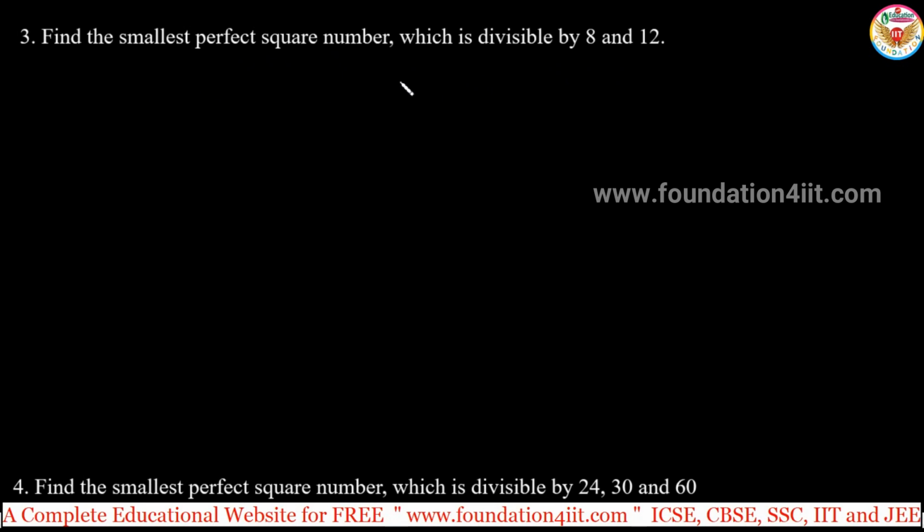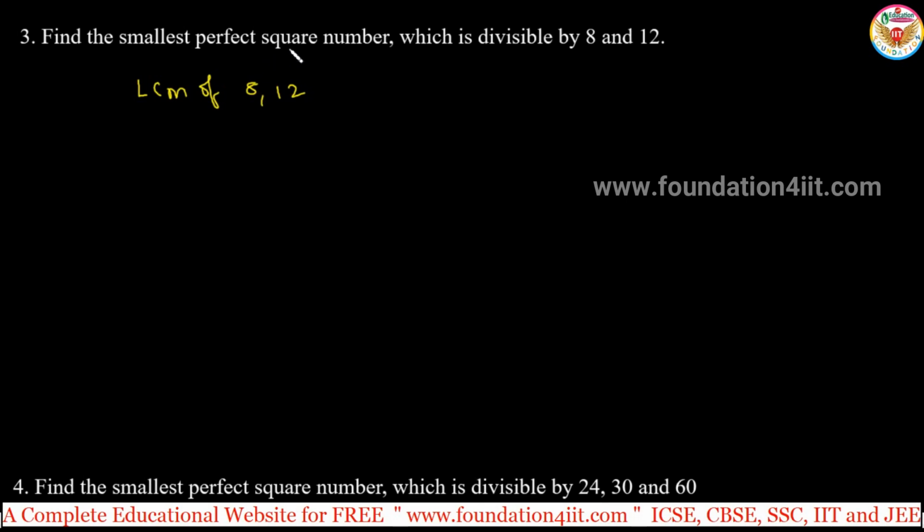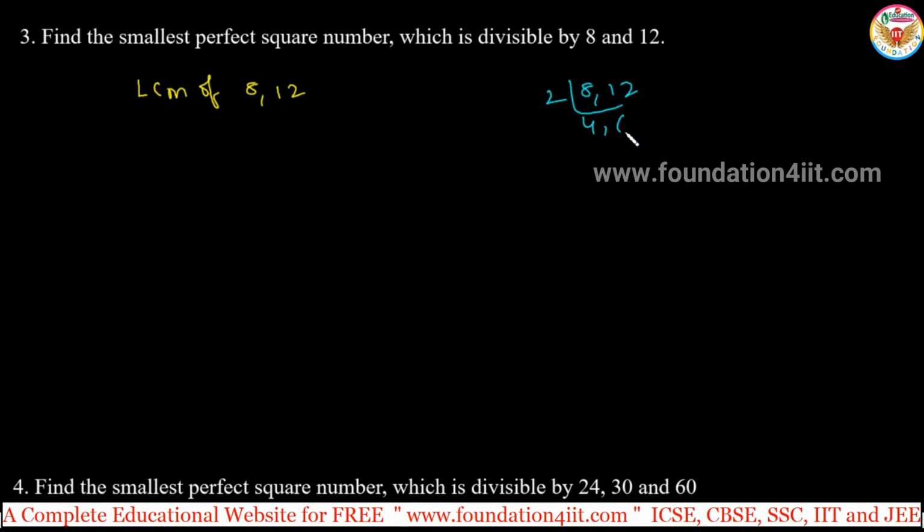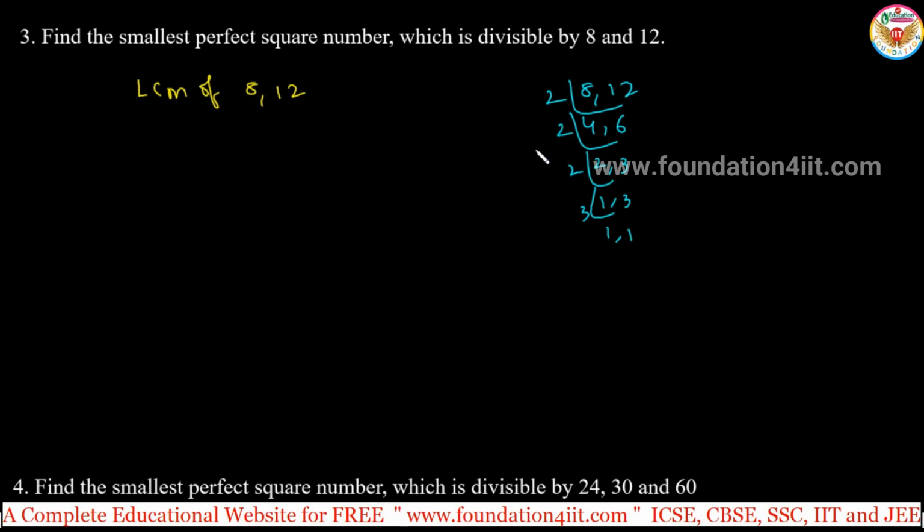That means it is divisible by the LCM. So first you have to find out the LCM of 8 comma 12, because you need to find the perfect square number which is divisible by 8 and 12. Directly you'll find the LCM, but that should be a perfect square. So 8 comma 12, LCM: 2 table, 2 4s are 8, 2 6s are 12, so 2 2s are 4, 2 3s are 6, 2 1s are 2, again 3. Okay, this is LCM. 2 2s are 4, 4 2s are 8, 8 3s are 24. So the LCM of 8 comma 12 is 24.